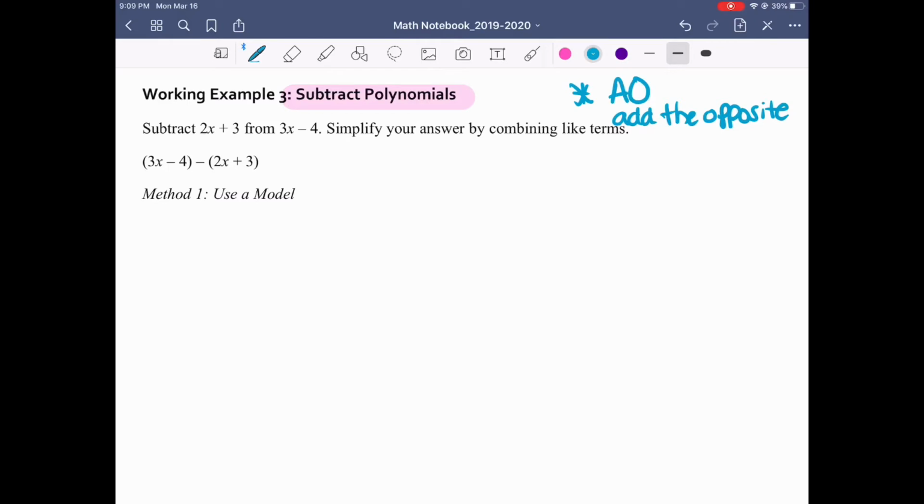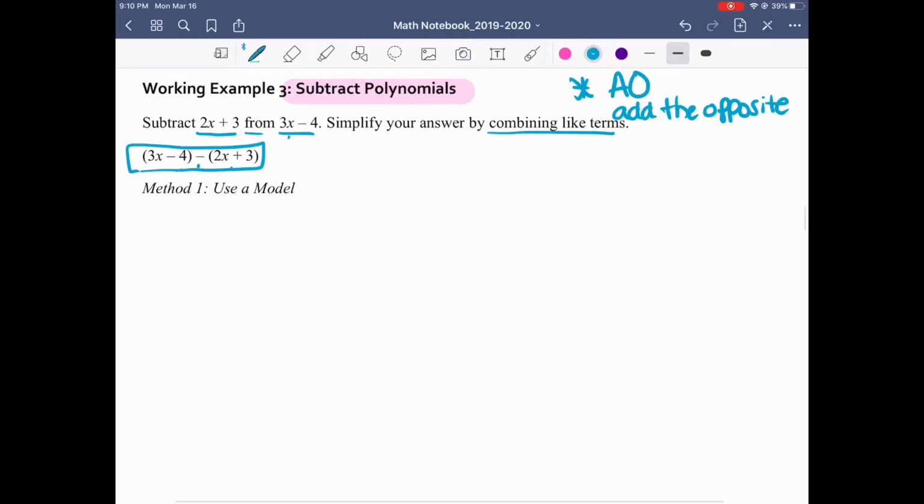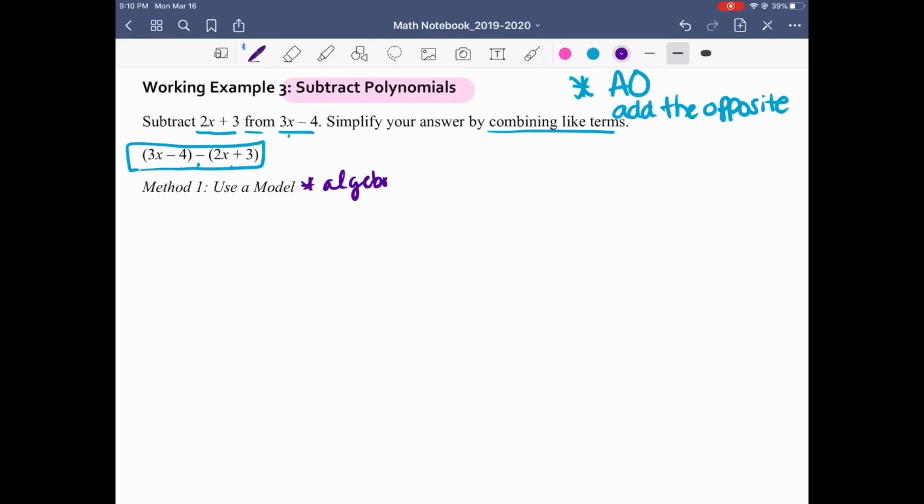So the first example says subtract 2x plus 3 from 3x minus 4, and then simplify your answer by combining like terms. So we started off with 3x minus 4, and we are subtracting from it 2x plus 3. So this is our problem: 3x minus 4 minus 2x plus 3. We're going to start off by using a model, and model always just means algebra tiles. So we are going to draw it out.